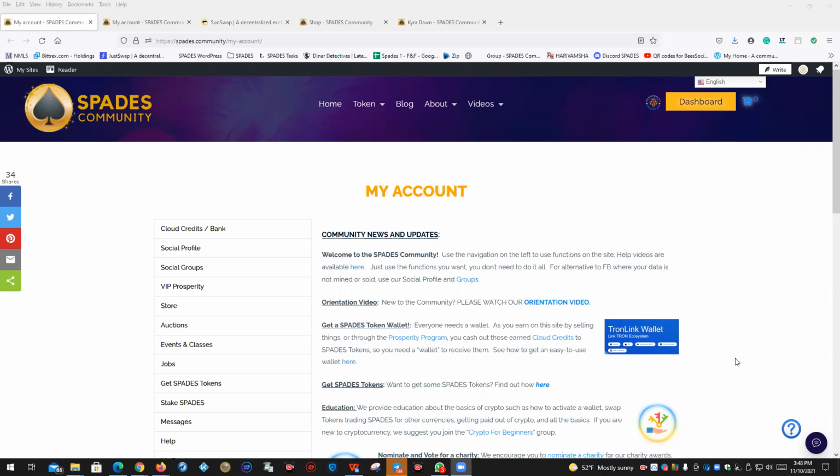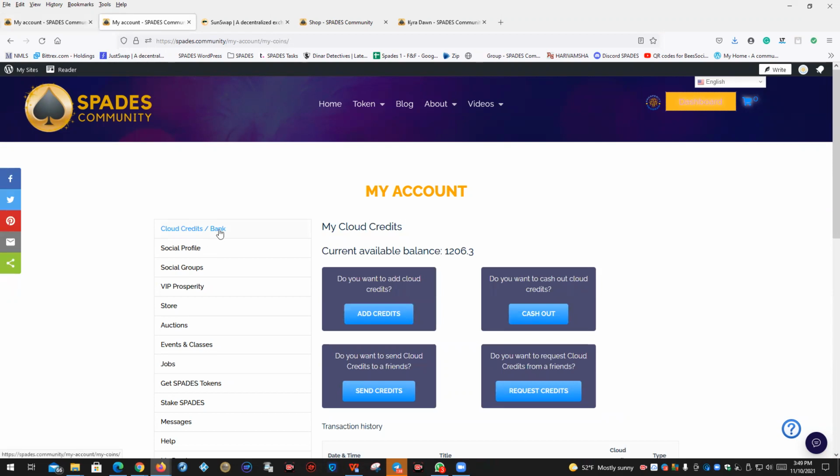Now, once you log into the website, you will be landing right here at your account navigation, and all of the functions for the site are available here on the left-hand side. You can never get lost. If you ever need to get back to your navigation page, just simply click on Dashboard and it will bring you back to this page. Now, there's a lot of things that you can do here, but today we're going to focus on the cloud credits and the banking system.